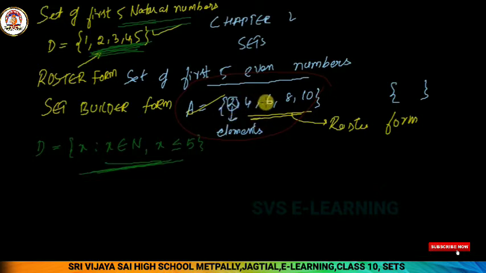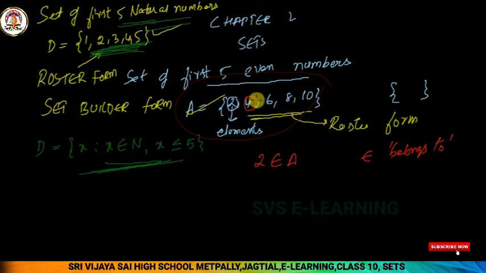We see that 2, 4, 6, 8 and 10. These are the elements of set A. So I can write it down like this: 2 belongs to set A. This symbol is read as belongs to. So 2 belongs to set A.